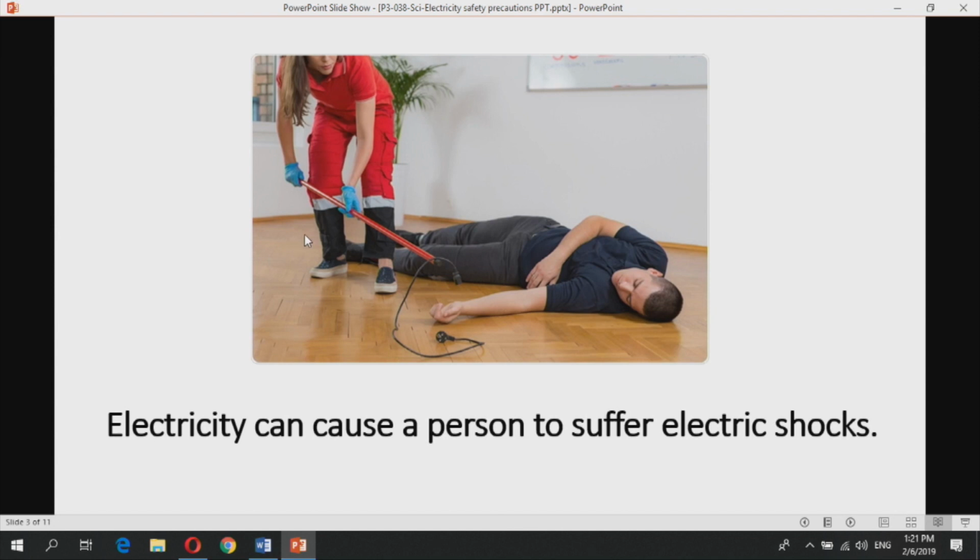Yes, you see the guy in the picture? What do you think's happened? Yes, he's not tired. He's not thinking, oh, I'll have a sleep now. He's had an electric shock. He's picked up the plug and maybe his hand was wet, and that's given him an electric shock. And now he's unconscious.